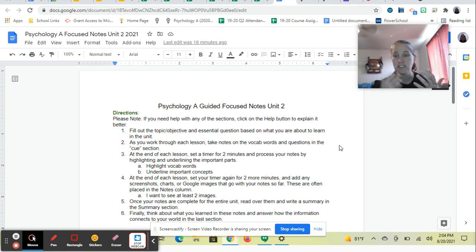Pictures are important because not everybody's an auditory learner, right? A lot of people are visual learners, and a picture will help you to remember the different topics you're studying about. So I want to see at least 2 pictures on your notes when you do these. It's really important to do that.